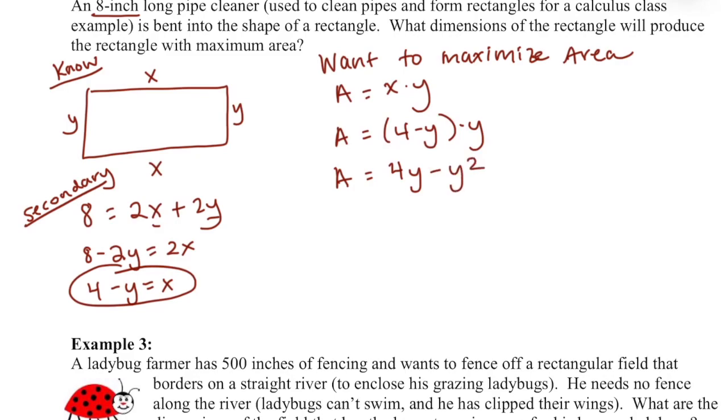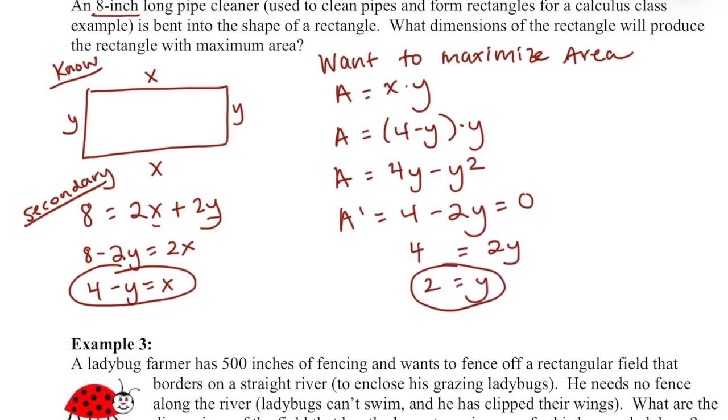And now I'm ready to take my derivative. I'm going to maximize it. So I'm going to take the derivative, and to find my critical values, set it equal to 0. So I get 4 equals 2y, so y equals 2. Then I'll find my x by plugging in 2 for y. And so I find that x equals 2 as well.